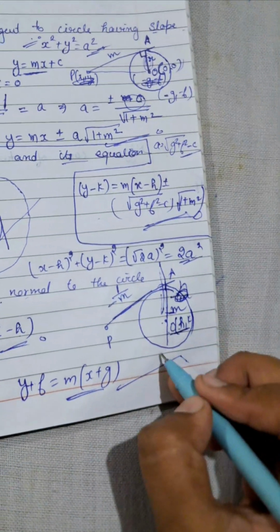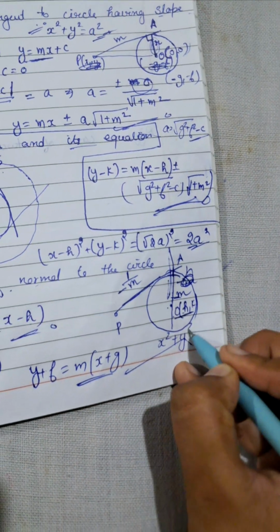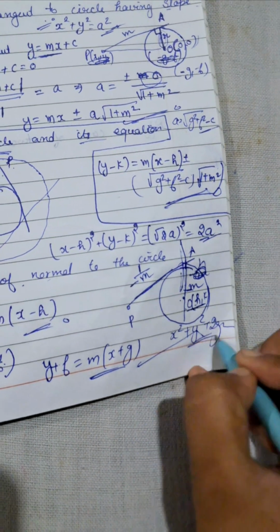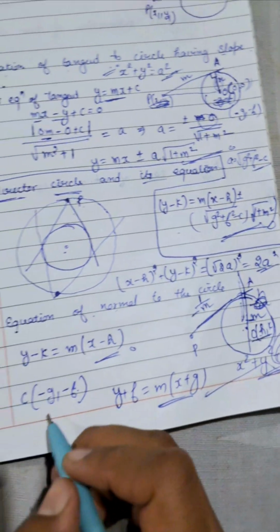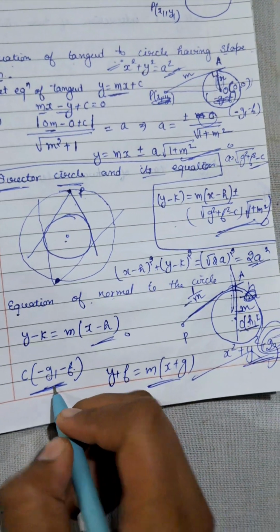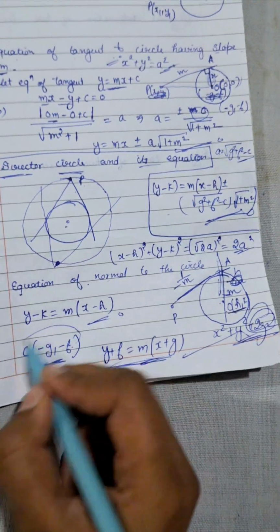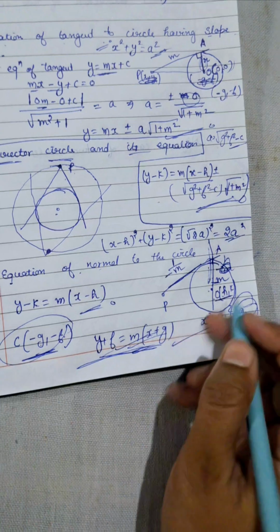Because all the circles are given by x square plus y square plus 2gx, this is the general equation, and from this I am taking the center as (-g, -f). According to this center, this is our equation of normal.